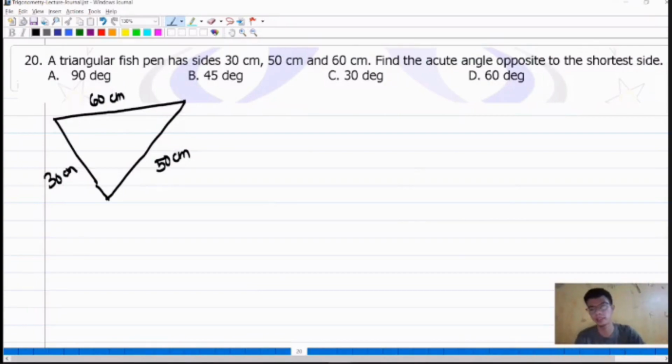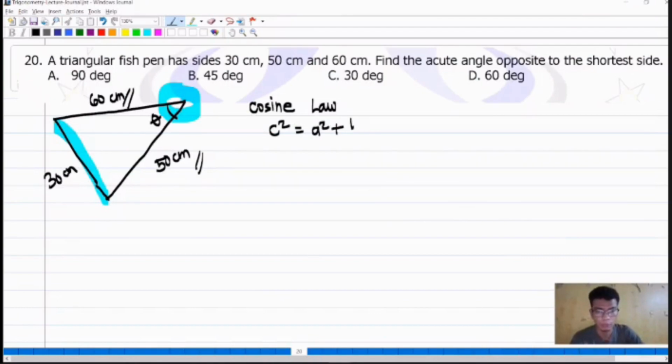The shortest side is this one, the 30 centimeter side, and ito ang kanyang opposite angle. Hanapin natin yung value, the angle theta. So, ang gagamitin natin dito is the cosine law, dahil meron tayong dalawang sides na mayroong interior angle na involved sa kanila, or yung angle na nasa gitna. The cosine law: c square is equal to a square plus b square minus 2ab cosine theta.